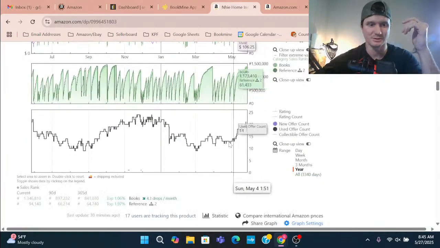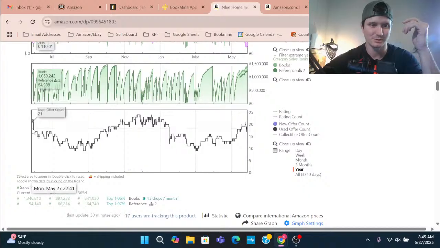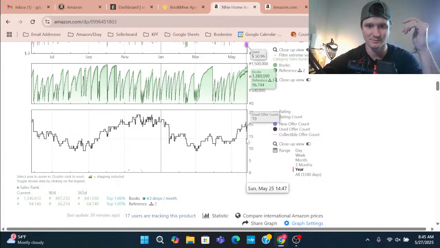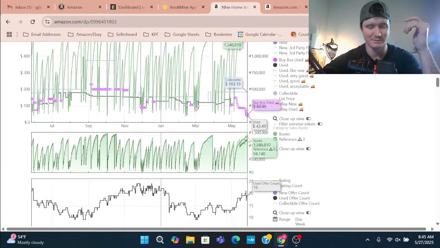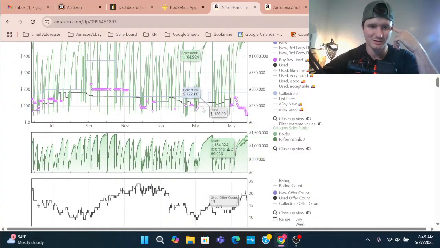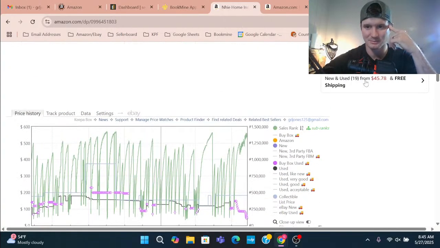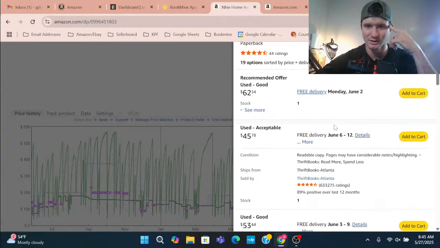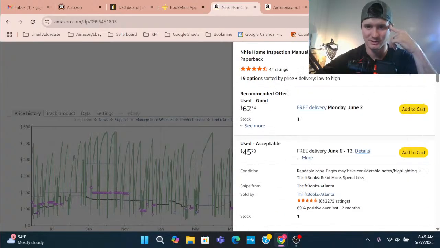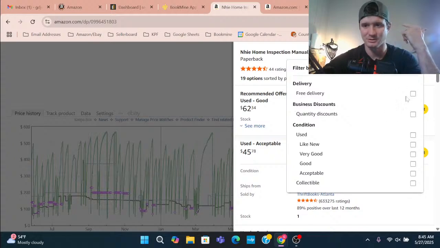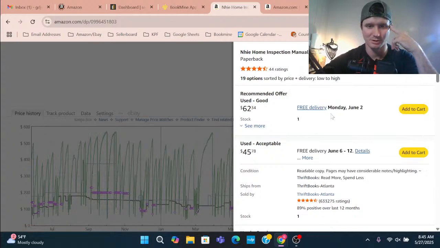Let's see, so we're actually less than we were a year ago with the used offer count, but not by much. But I still think that this is a solid book. It's going to pop back up. These ones that are low are going to sell out. We still can't filter. I hate that they took away the prime filter. You can't filter it through the primes.